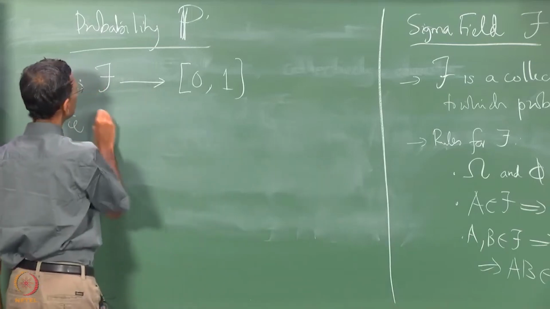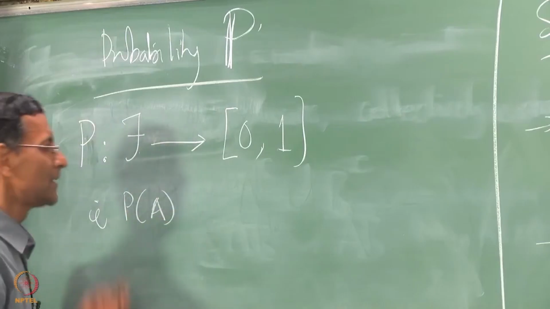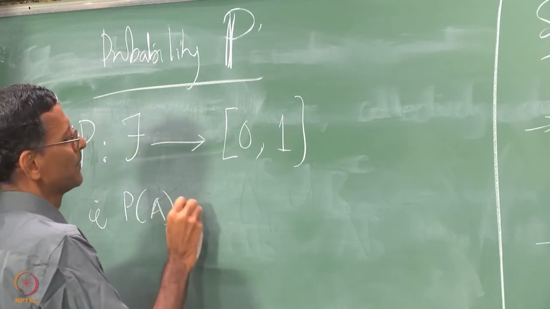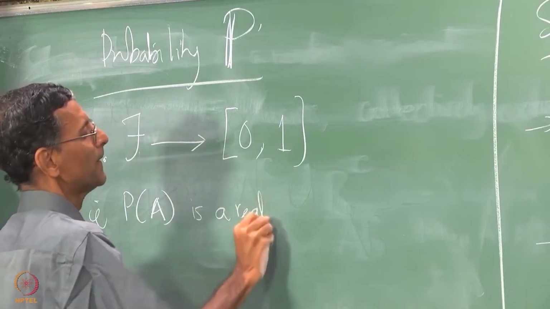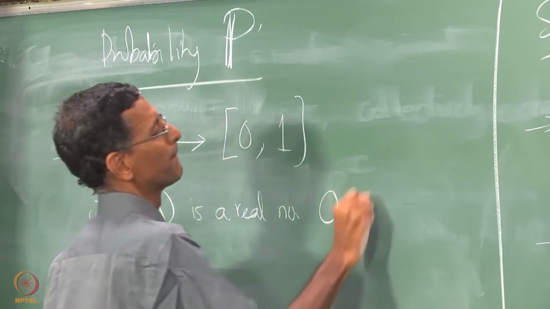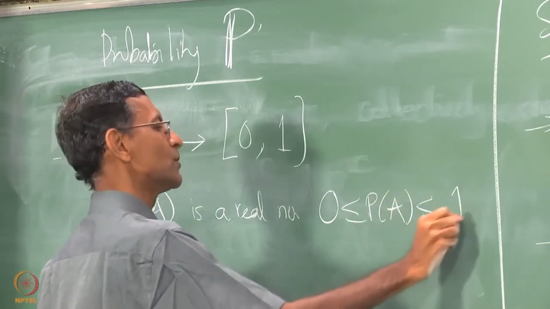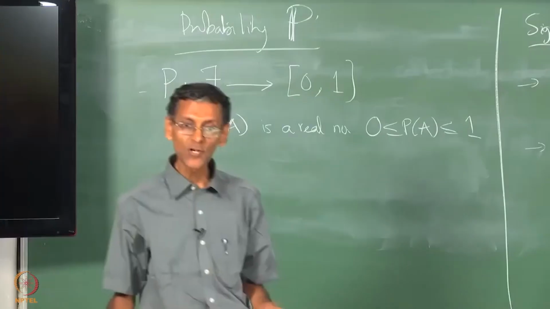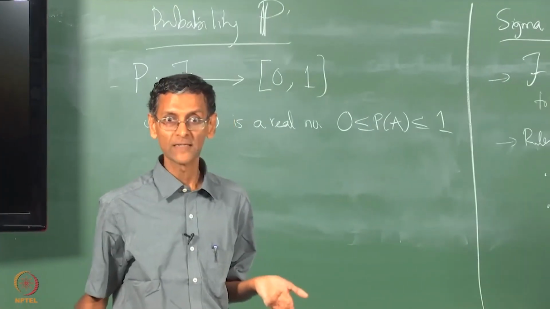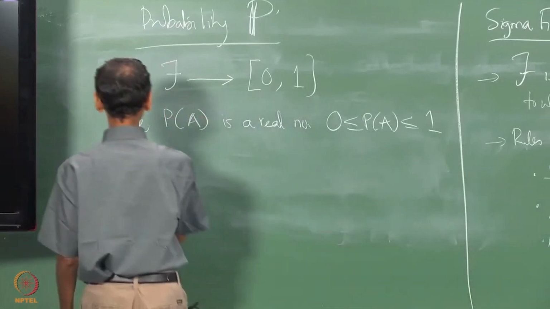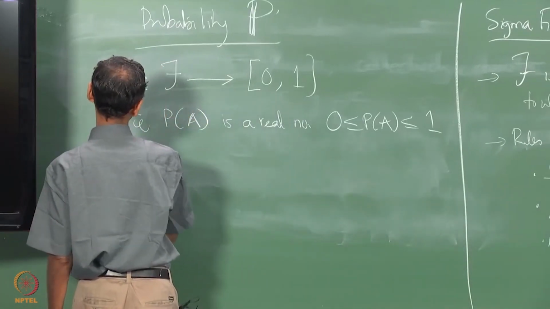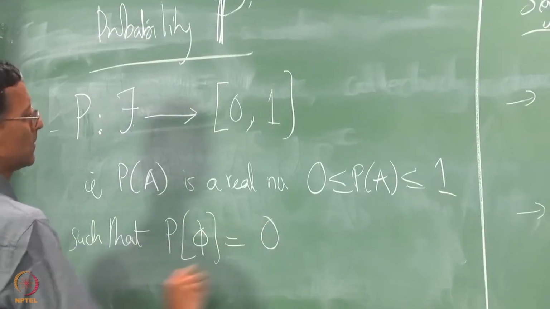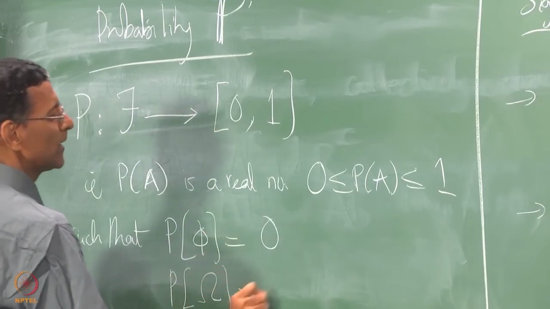So, the probability P(A) of an event A which belongs to F is a real number between 0 and 1, such that again we have rules for assigning probabilities. So, what are the rules that we have for assigning P? P of phi is 0, P of omega is 1.